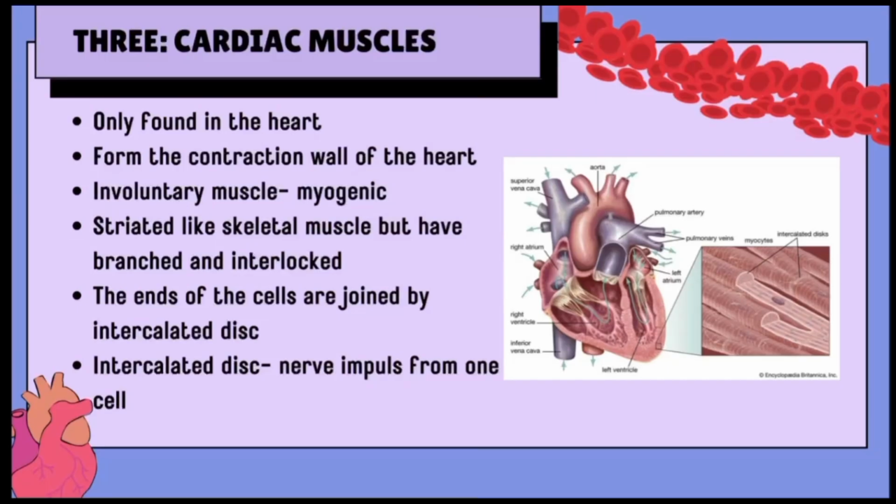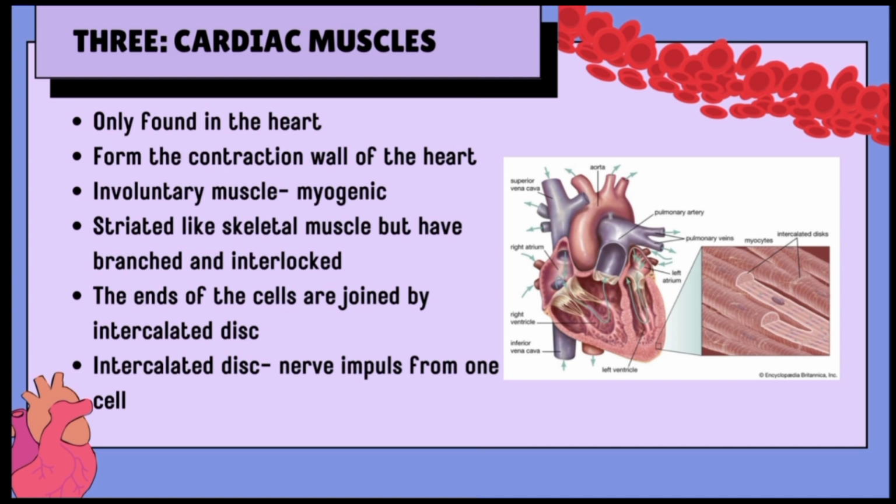Alright, next, let's talk about the third muscle. The third muscle is cardiac muscle. Cardiac muscle is found only in the heart. It also forms the contracting wall of the heart. Cardiac muscle is an involuntary muscle that is myogenic.